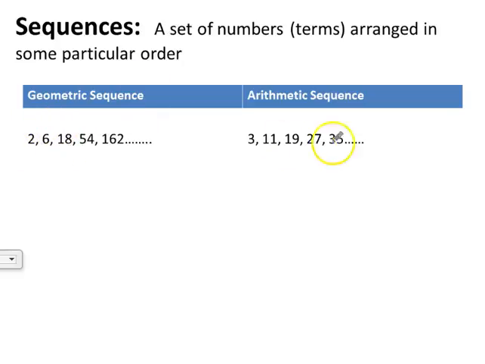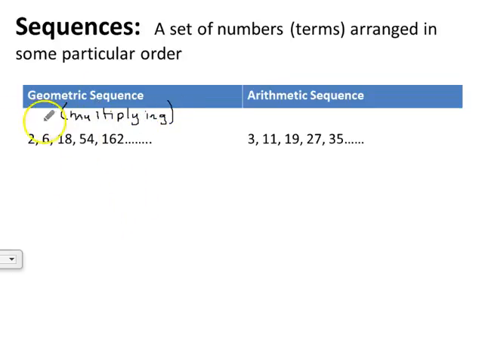So let's take a look at the 2 types of sequences. Let's start with what we're familiar with, geometric sequences. A geometric sequence occurs when you increase or decrease by a certain multiplicative number. So let's look at this geometric sequence right here. How do we get from 2 to 6? Remember, we need to focus on multiplying when we're talking about geometric sequences.